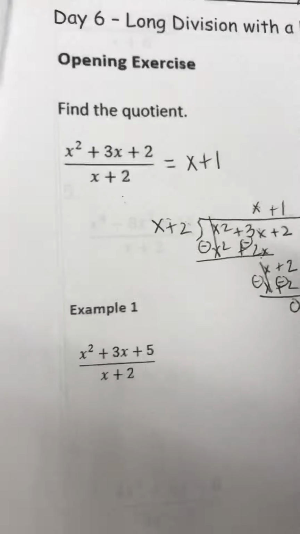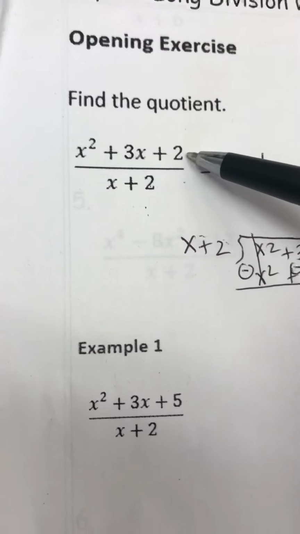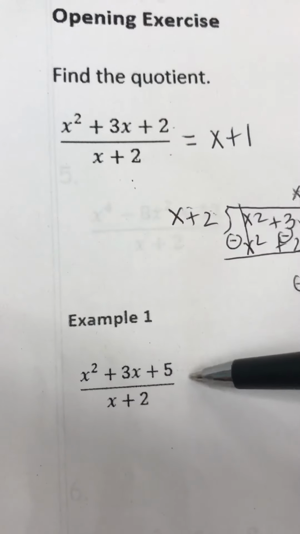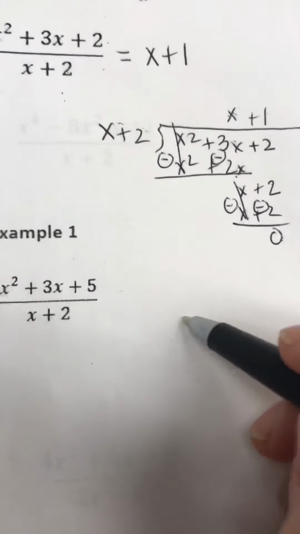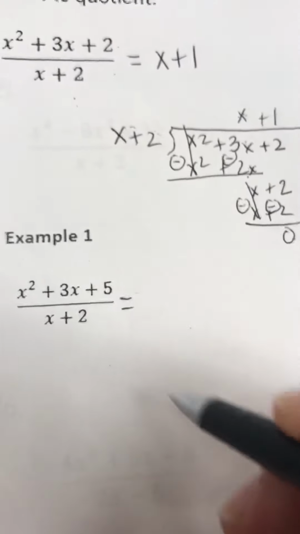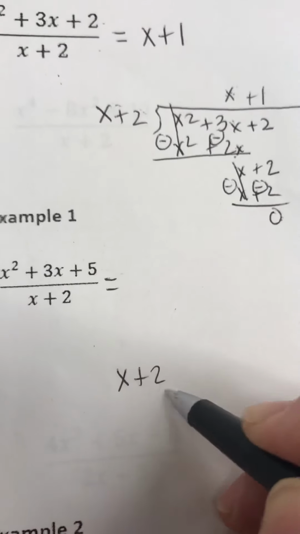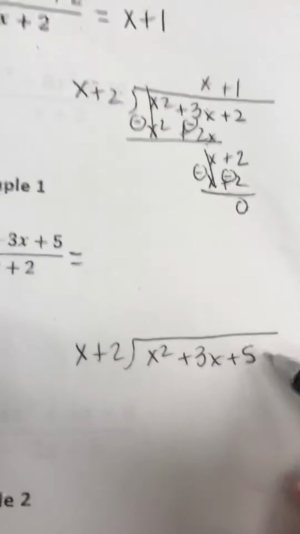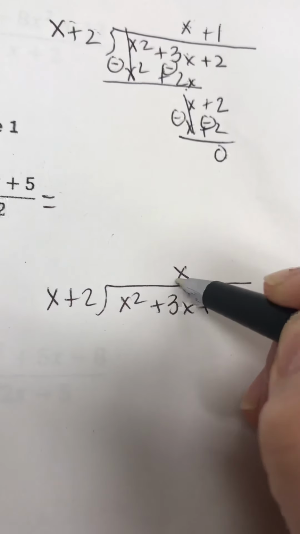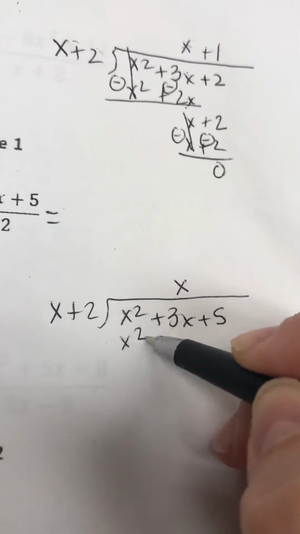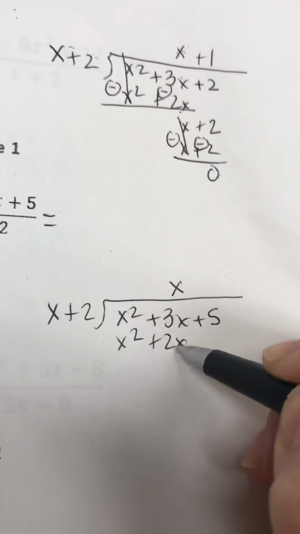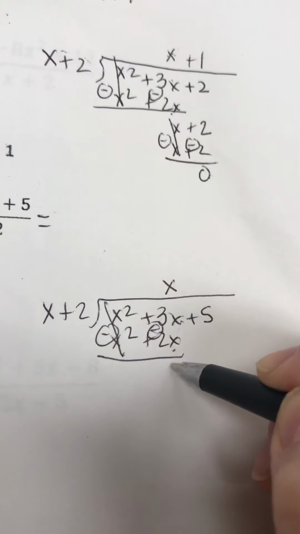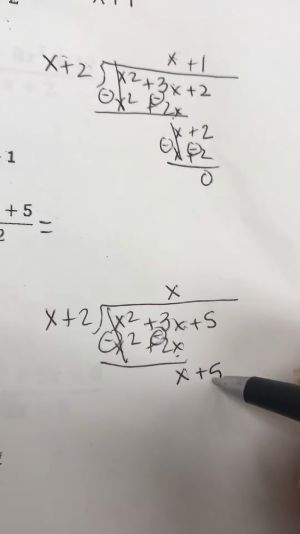Now we're going to do ones with a remainder. So notice you have this, and this is very similar. It just has 3 more in the numerator. So if I go to do division again, x plus 2 divided into x squared plus 3x plus 5 this time. This goes in x times that is x squared, x times that is 2x. Same thing, change each sign, this cancels, this gives us x, bring down the plus 5.